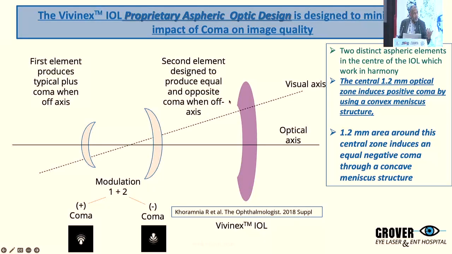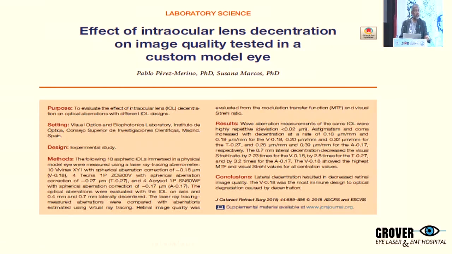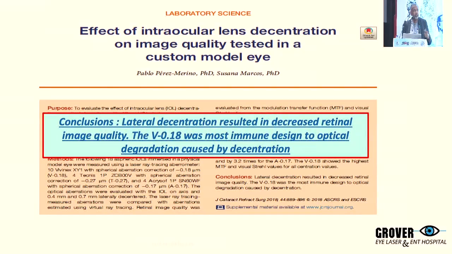So once there is a decentration of the lens, it compensates for the coma like a normal human crystalline lens. So is there any evidence for this with this lens? This was the study conducted by Pablo. This was an experimental study in vivo, and they compared 3 IOLs: the Vivinex, the Technis, and the third one, the IQ Alcon.